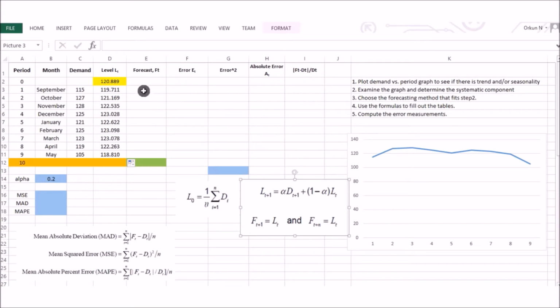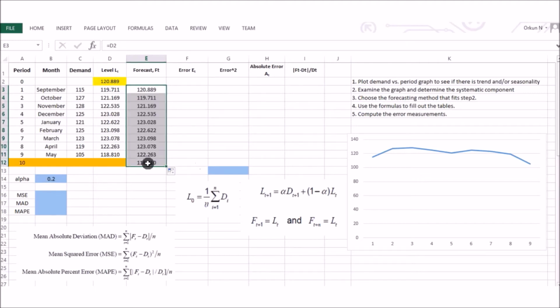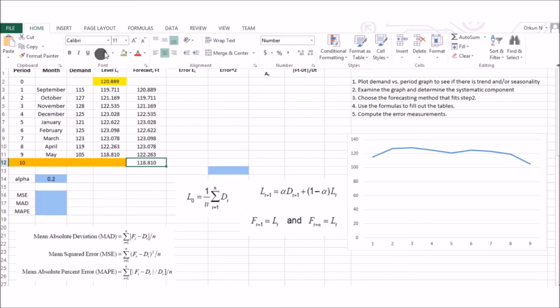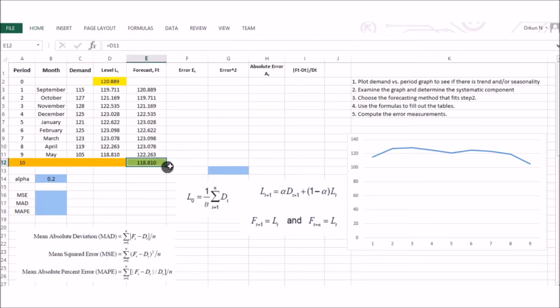So my forecast for next period comes from the level value from this period. So I am going to transfer the level value from the previous period. So drag it down all the way and got my values. So I'm going to highlight that value because that's my forecast value.